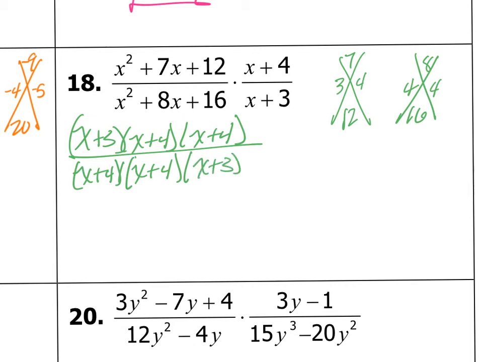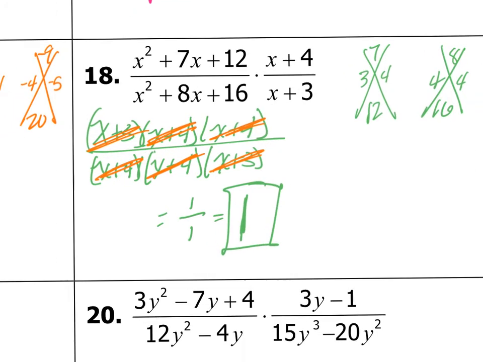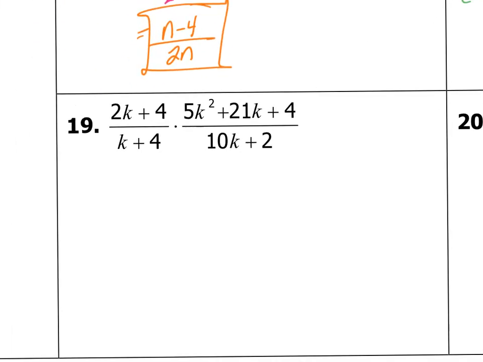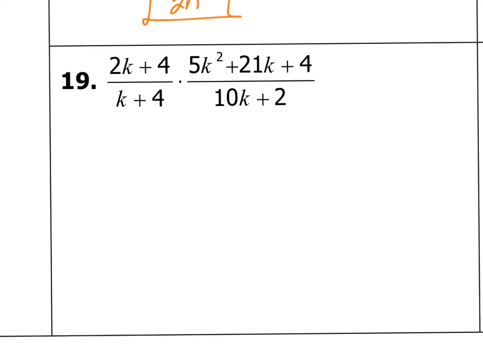So let's make some ones here. x plus 3, x plus 3, x plus 4, x plus 4, x plus 4, x plus 4. What is my answer? There's nothing left. Well, that's not true because I made ones. So that means the top is a 1. The bottom is a 1, which means it equals 1. So my answer is 1. Okay. All right, 2 more and we'll be done for this lesson.